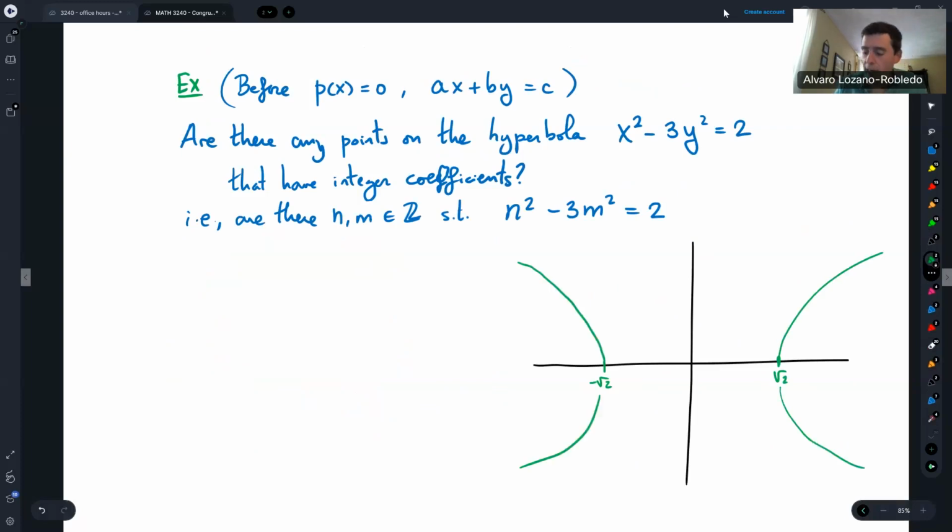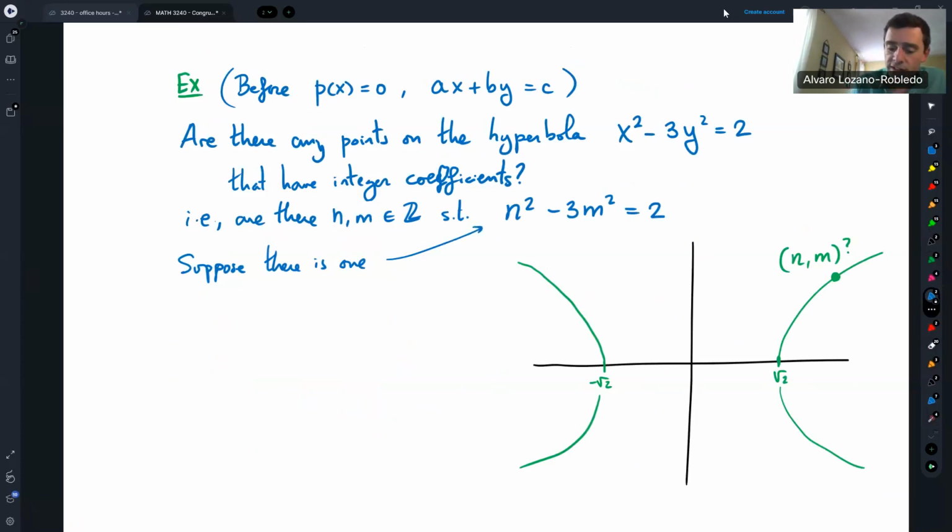Okay, and what we're looking for is, are there points in here that have integer coordinates? Is there such a thing? And the answer is going to be no, and we're going to use congruences. So here's the solution. Suppose there is one. Okay, so one just like that.